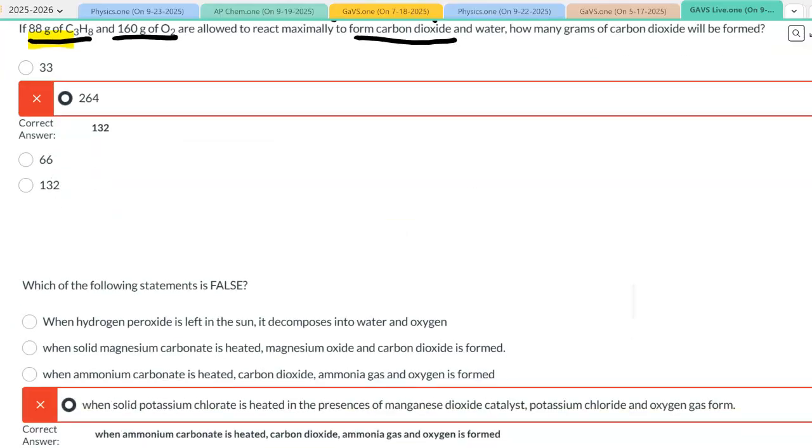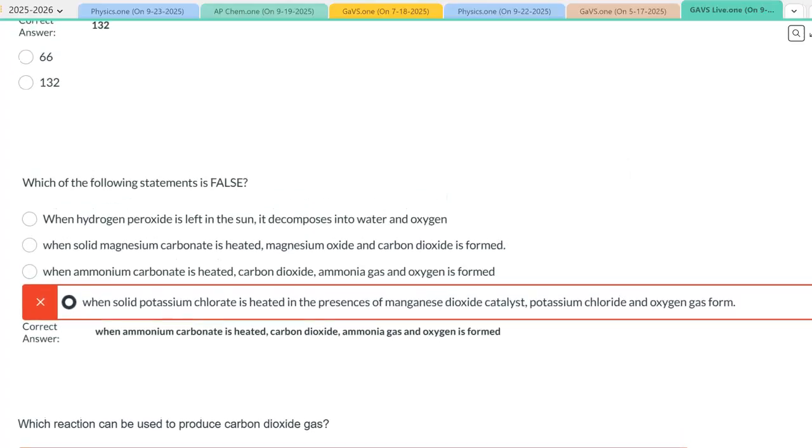Another thing that happens is you missed a lot of questions about identifying what chemical reactions you're looking at. All right, which statement is false? Which is one of those types of questions that require you to check all of them before you can make a decision.